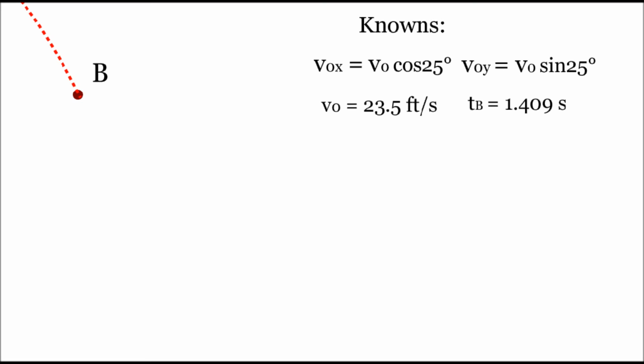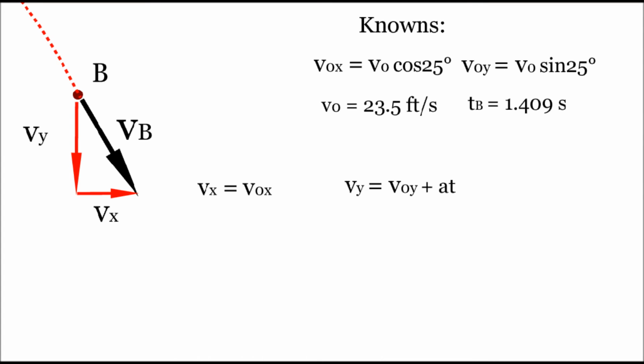So we'll go back to the things we know from before: the initial x velocity, initial y velocity, v0, and TB. We'll find the speed vB first. We can find the magnitude of its x and y velocity first. Its x velocity is simply the initial x velocity, because there's no acceleration, and its y velocity is the initial y velocity plus acceleration times time.